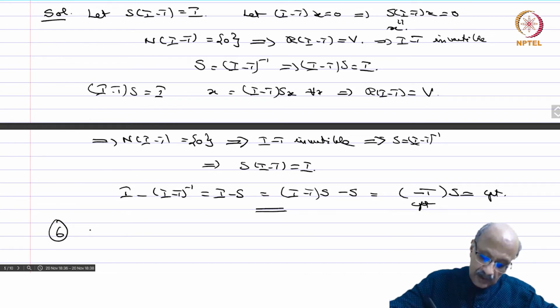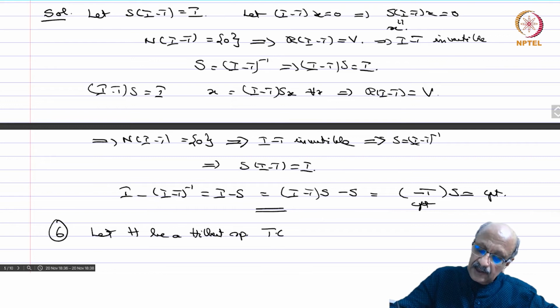Six, let H be a Hilbert space and T in L(H) compact.